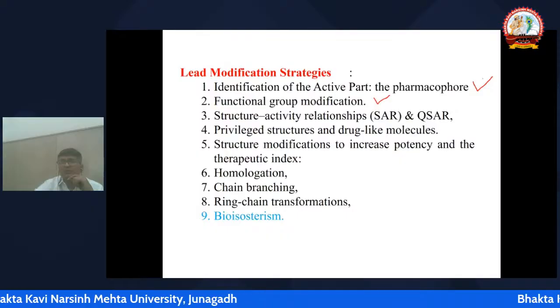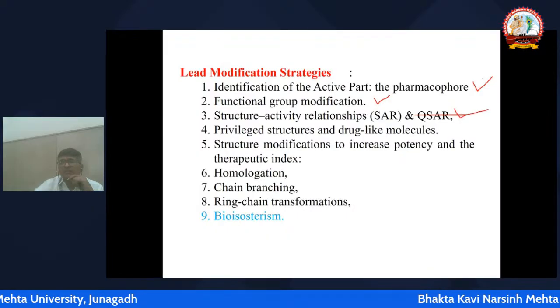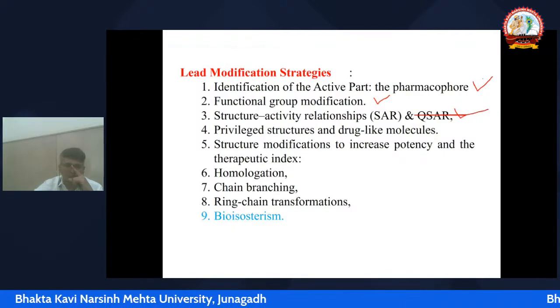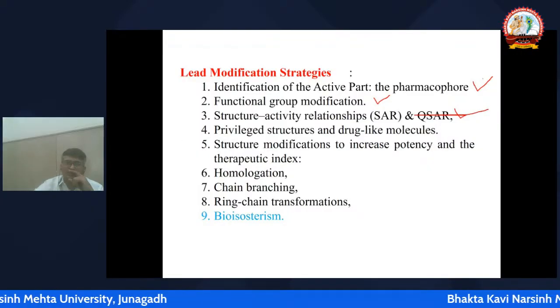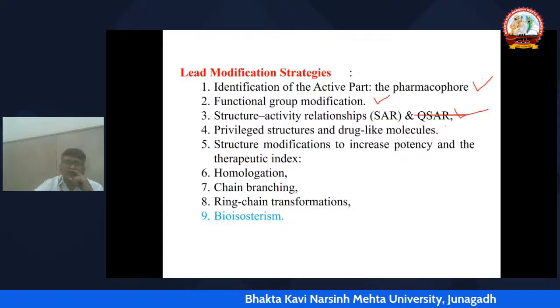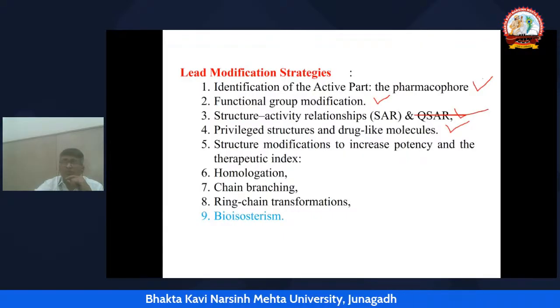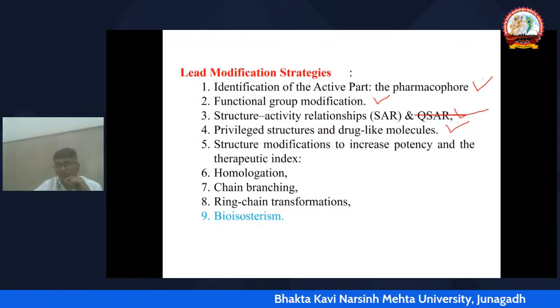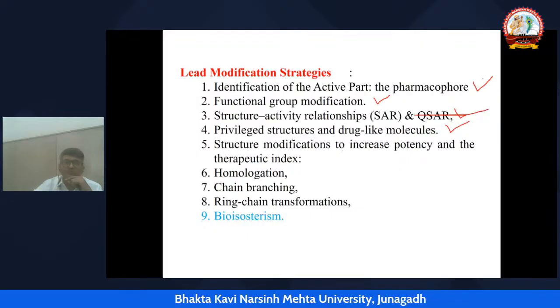The third one is structure-activity relationship. It means that based on QSAR and SAR, we can check and change the functional groups, particularly by optimizing the molecule. After that, the fourth one is privileged structures and drug-like molecules. Privileged means analogs of the molecules. We can synthesize similar analogs, where only the molecules that have biological relevancy or properties are chosen.